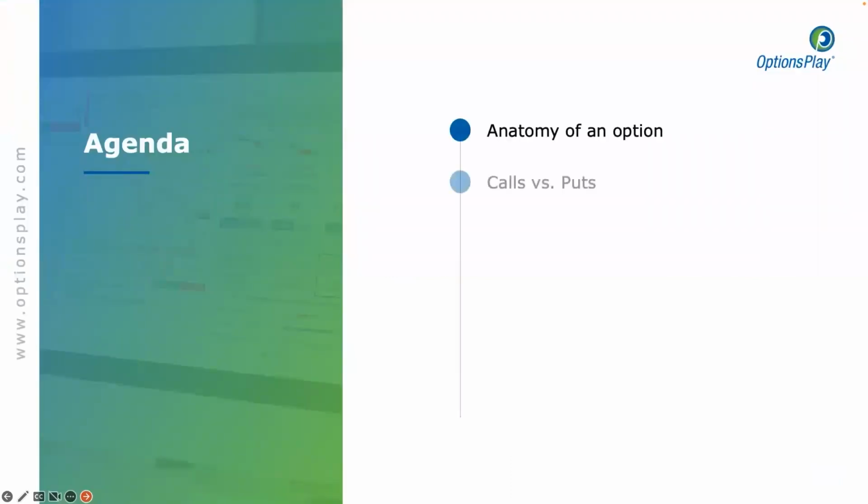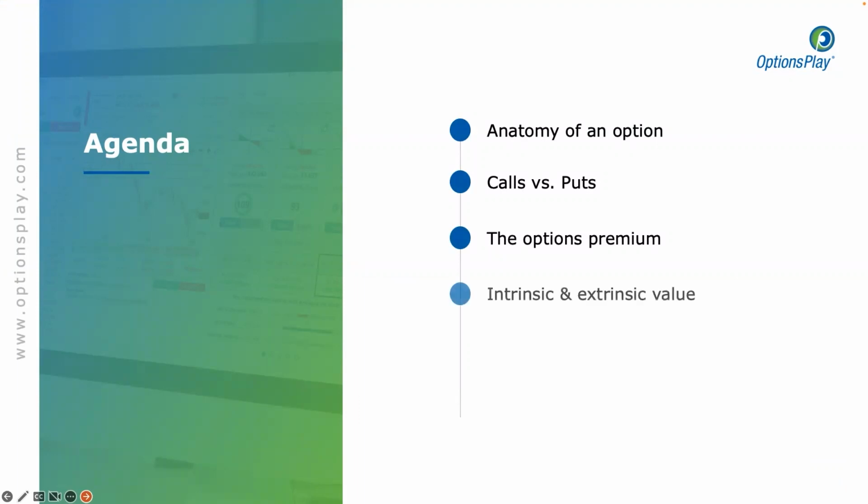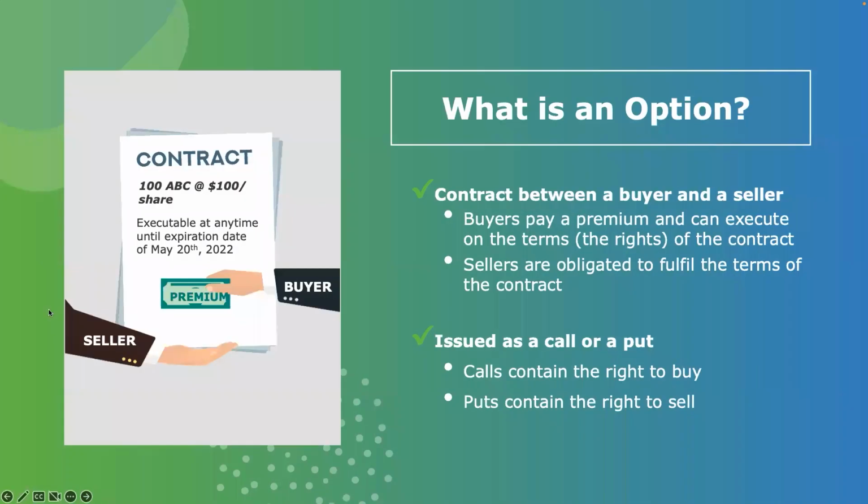So what we're going to learn today is we're going to talk about the anatomy of an option. We're going to look at calls versus puts. We'll look at what comprises an option's premium, intrinsic value versus extrinsic value, which is an option's premium. Of course, we'll have some examples and save some time for Q&A.